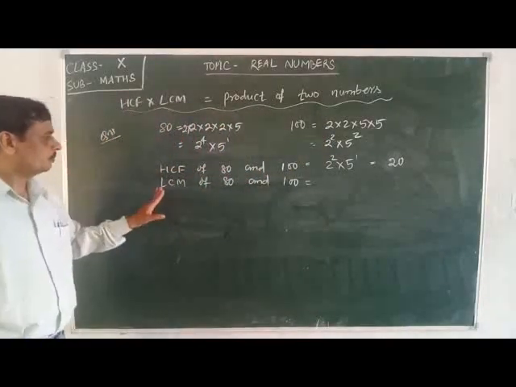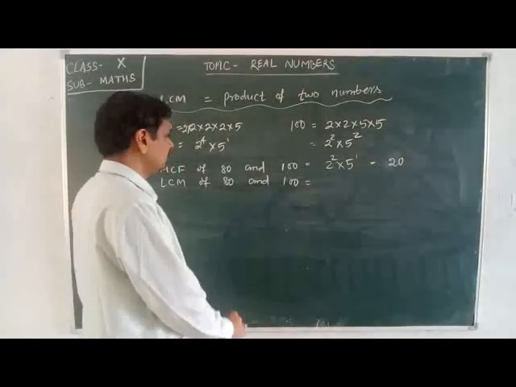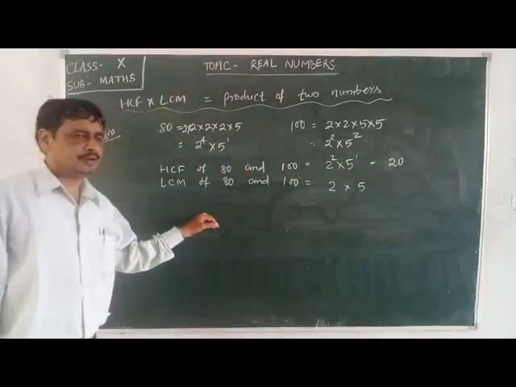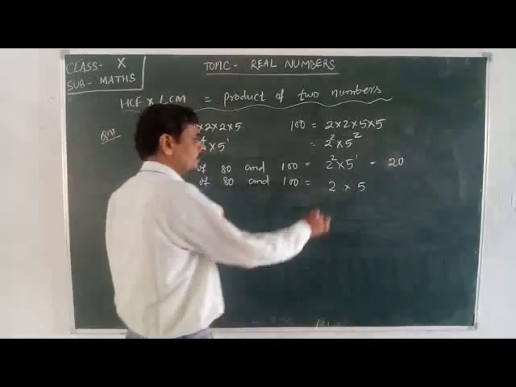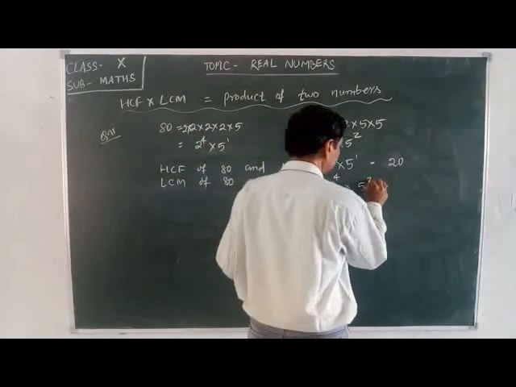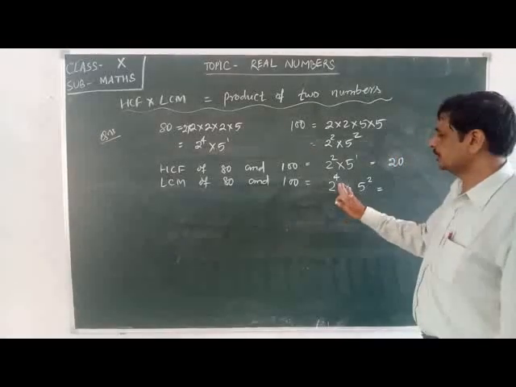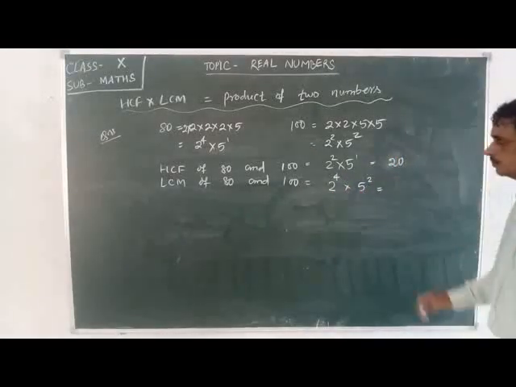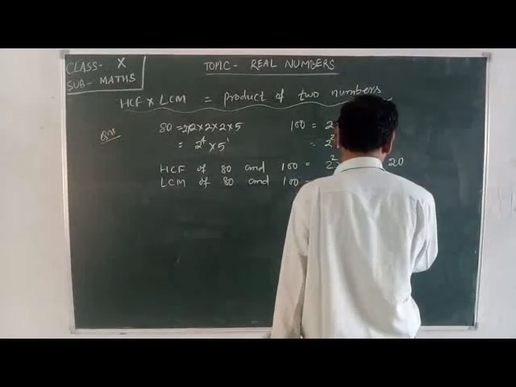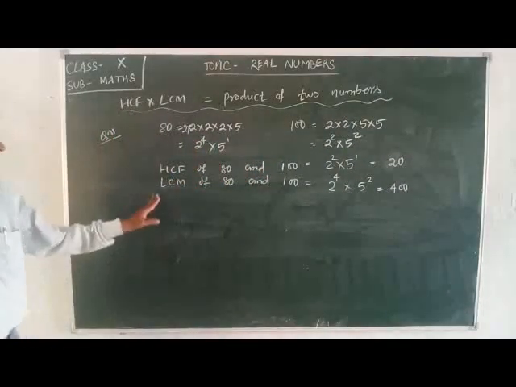Now we have to find the LCM of 80 and 100. Here the common factors are 2 and 5. The maximum number of 2s coming here is 4, and the maximum number of 5s coming here is 2. This becomes 2 to the power 4 into 5 to the power 2, which is 400. Here the LCM is 400.